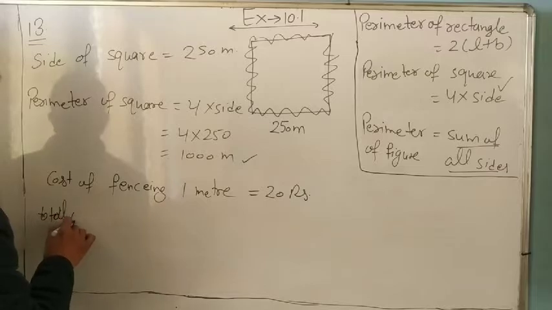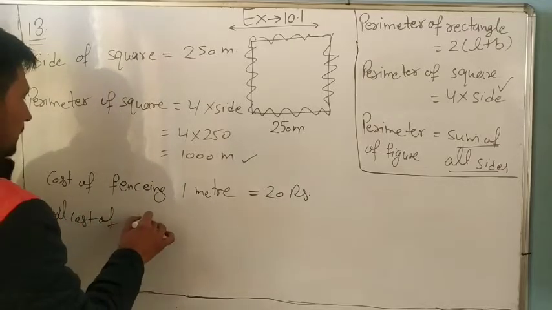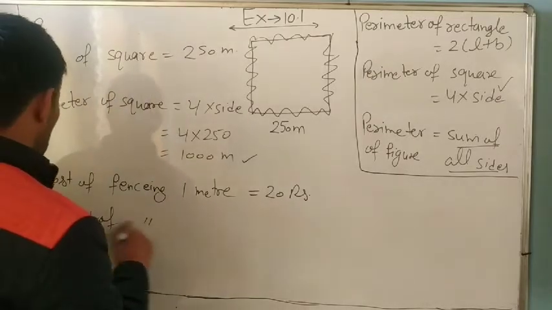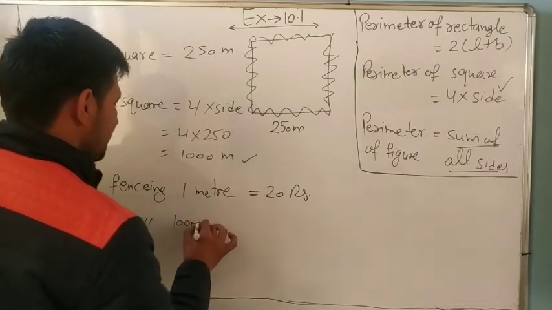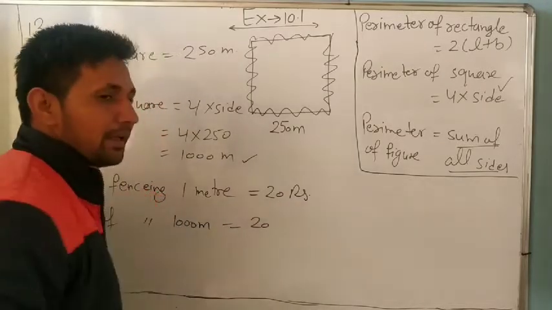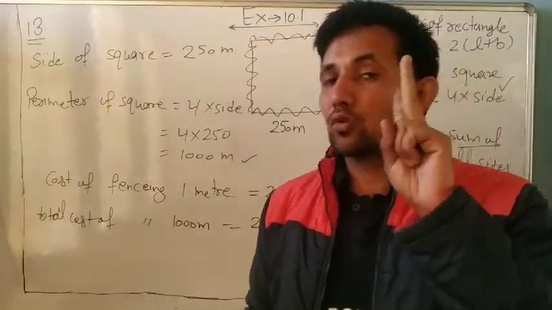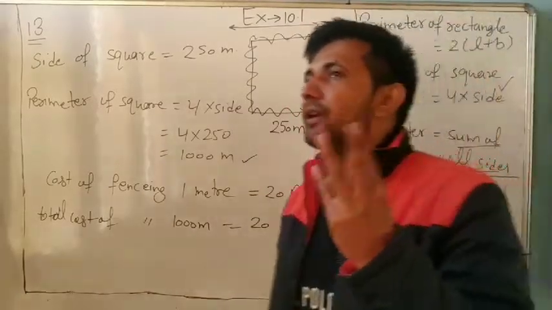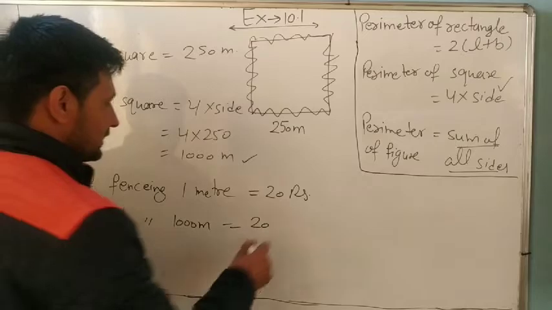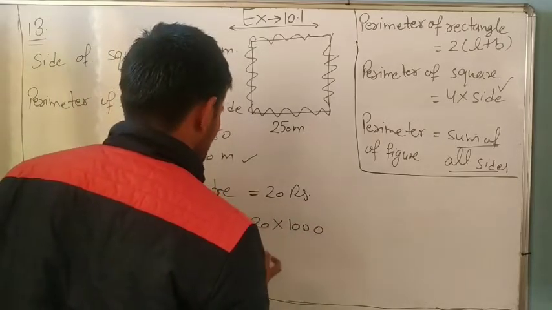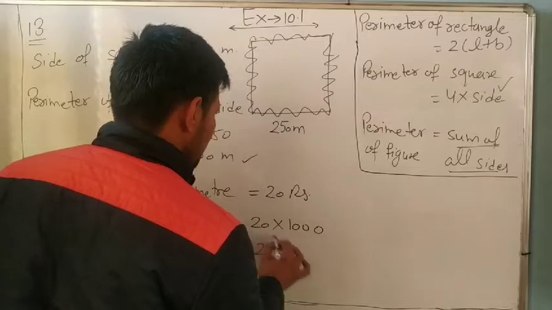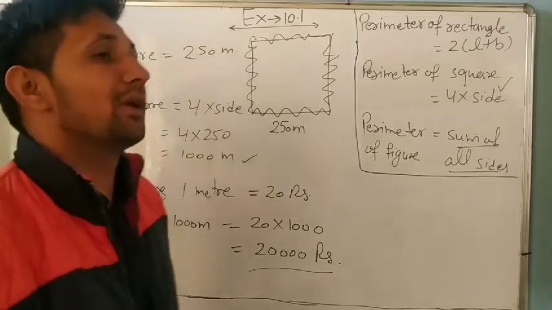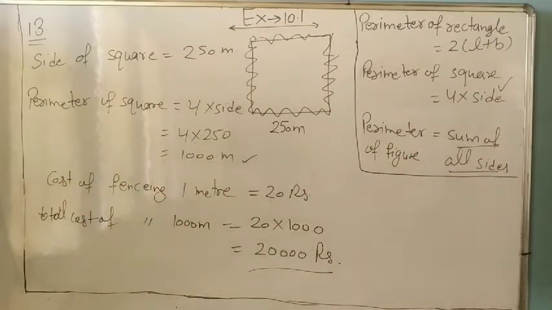So write: total cost of fencing. Total cost of fencing, 1000 meter, how much? 20. Tell me. Cost of fencing 1 meter is 20 rupees. Cost of fencing 2 meter is 2 into 20. Cost of fencing 3 meter is 3 into 20. And the cost of fencing 1000 meter is how much? 20 multiply 1000. How much? It is 20,000 rupees.